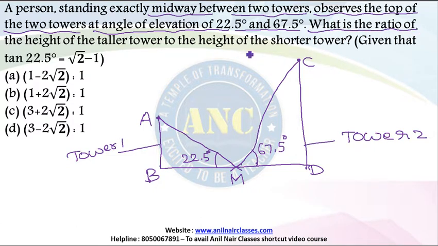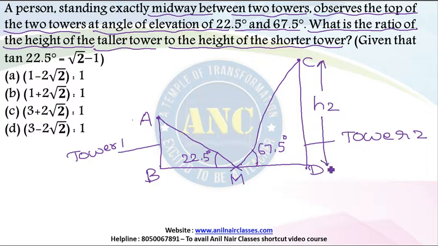What is the ratio of the height of the taller tower to the height of the shorter tower? Now, the height of the taller tower, I will name as H2, because the taller tower I represent as tower 2. The height of the shorter tower I will represent as H1. They are asking you the ratio of H2 to H1. They are also giving the value of tan 22.5 degrees as root 2 minus 1. It is given in the question.